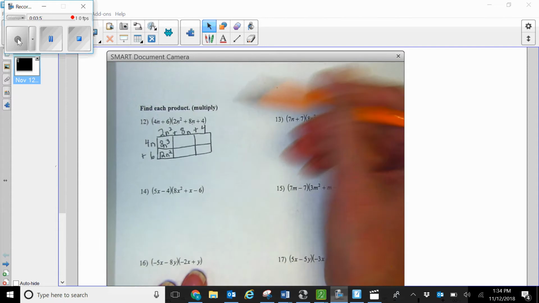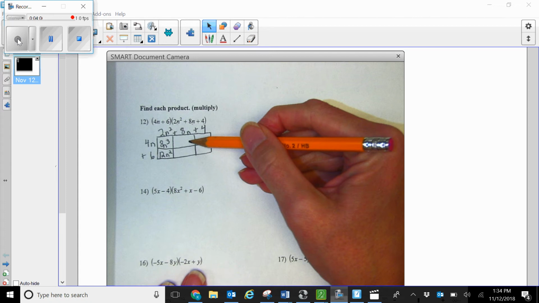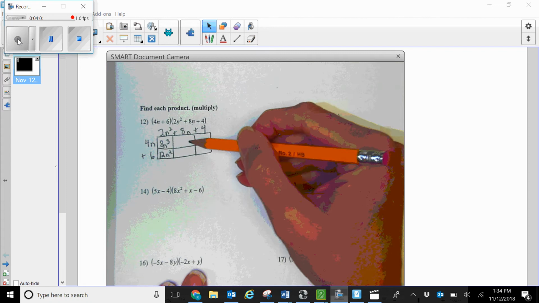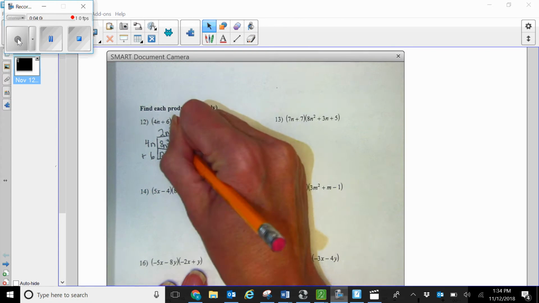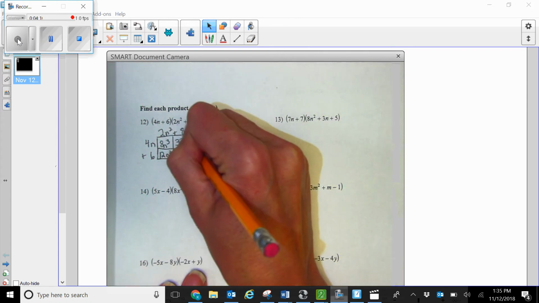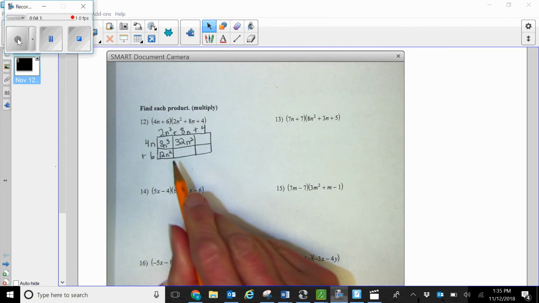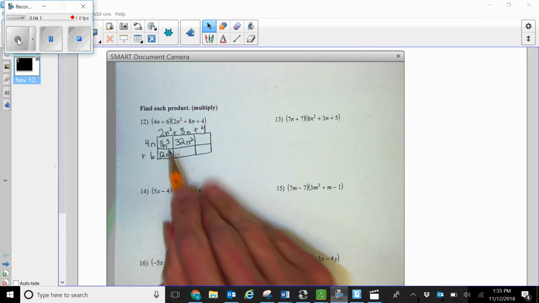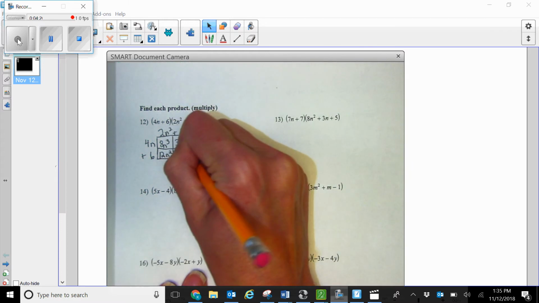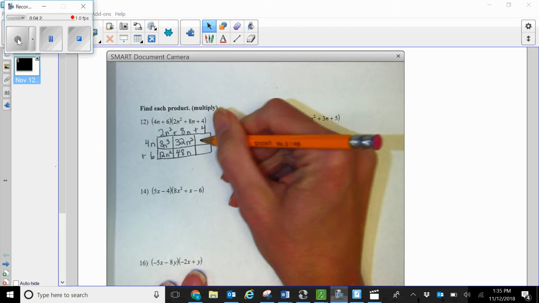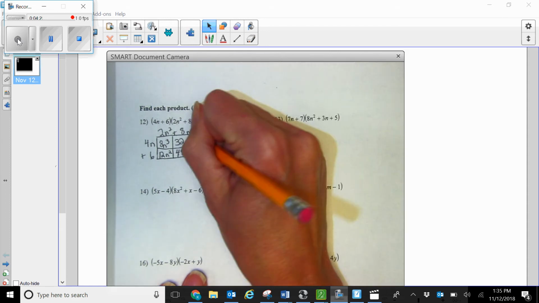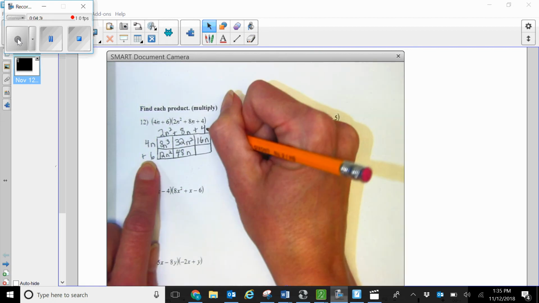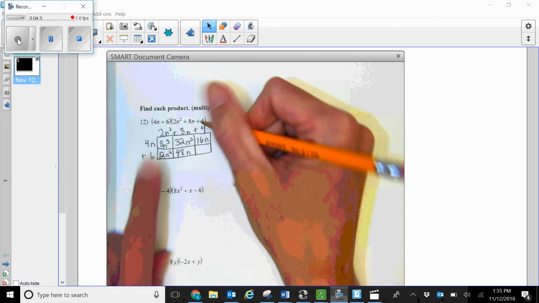I'm just going to continue on. If I go too fast, pause, but 4 times 8 is 32, and n times n will give me n squared. To get this box, my length is 8n, my width is 6. 8 times 6 is 48. And I have an n. 4n times 4, 16n. And 4 times 6 to get the final box, or 24.